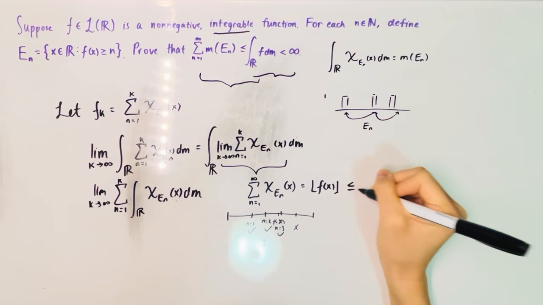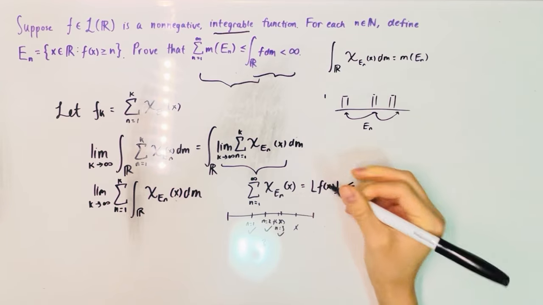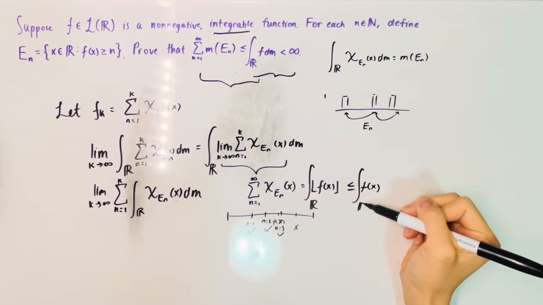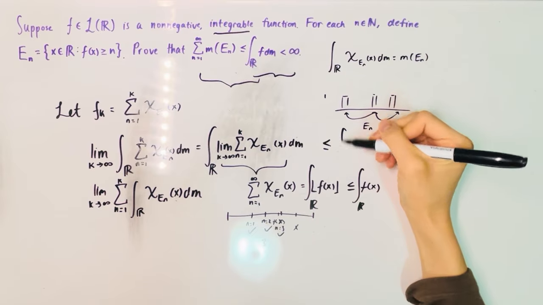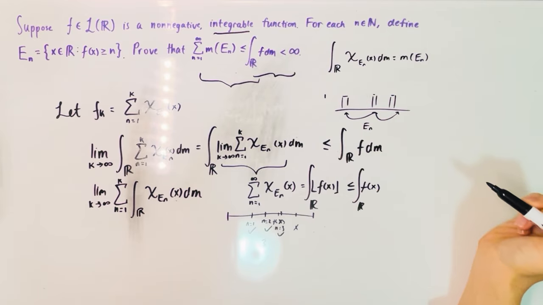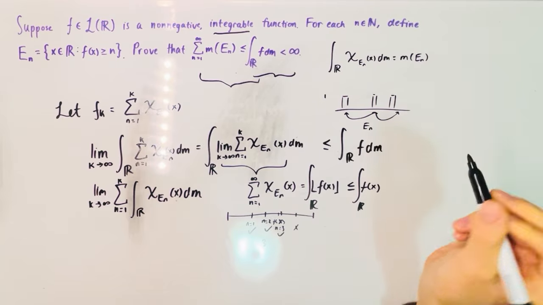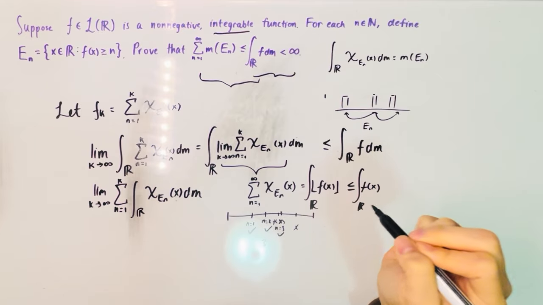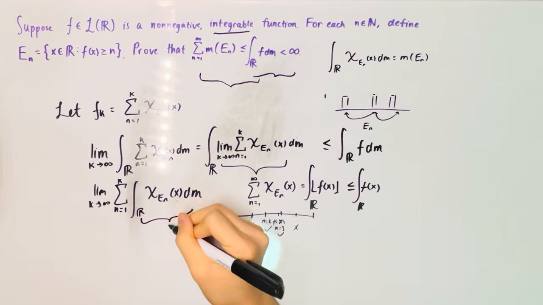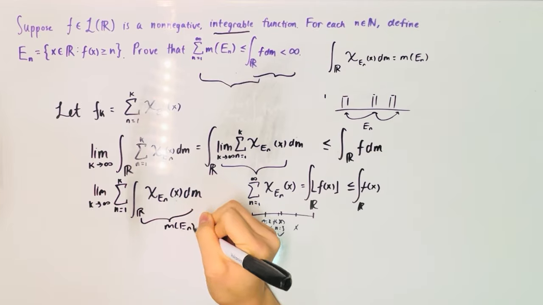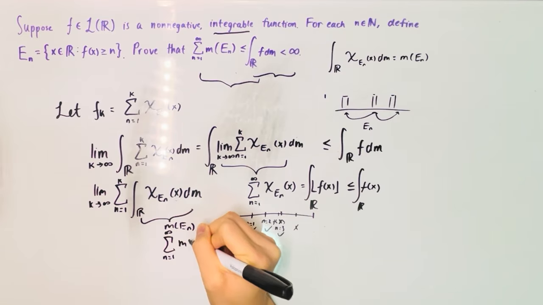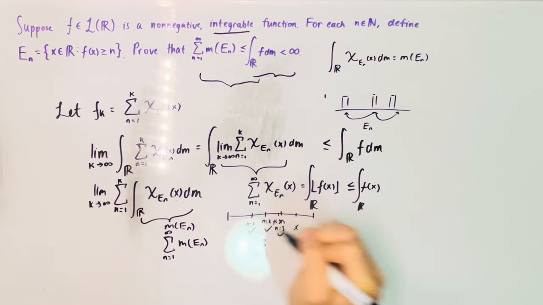And notice that that's always less than or equal to f(x). So when we integrate both sides, we get that this is less than or equal to the integral of f dm. And now we see that this part easily becomes, remembering that this is the measure of E_n, the infinite sum of the measures.